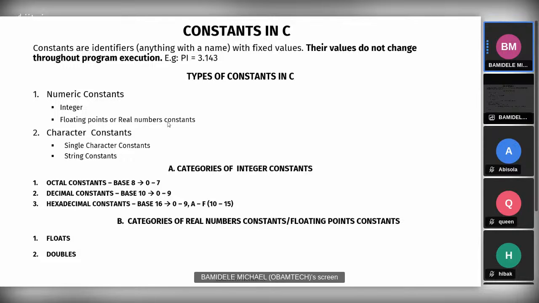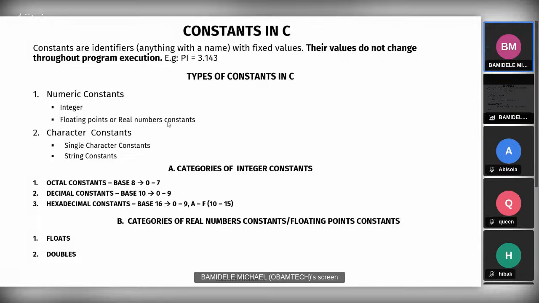Now character constants. We have a single character constant, which we have used many times, even in shell, where they are enclosed in what? Single quotes. And then we have string constants, which are combinations or sequences of single characters, and they are enclosed in what? Double quotes. So single character constant is enclosed in single quotes, and string constant is enclosed in double quotes.